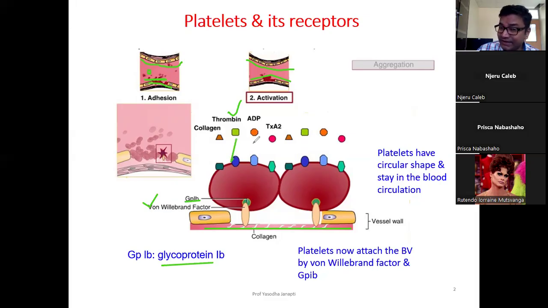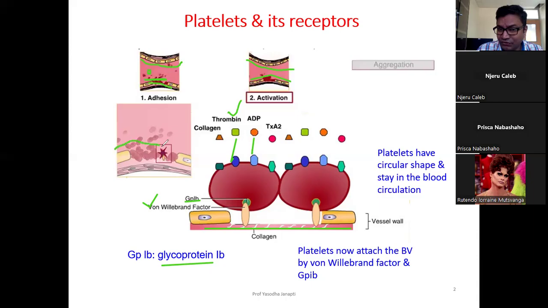At the same time, ADP, adenosine diphosphate, will also bind to its receptor. And thromboxane, which is formed from the cyclooxygenase cascade reactions, also binds to its receptor. All these make other platelets come in contact with each other. If there is damage here, platelets come closer to each other.